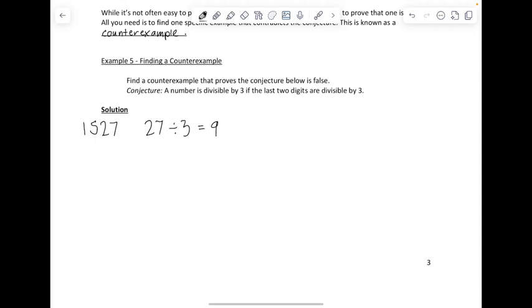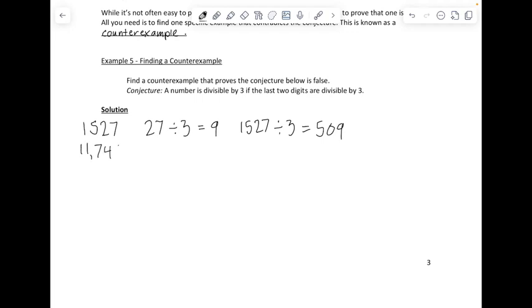So if the conjecture is true, then the original number should also be divisible by 3. So we've got 1,527. If I divide that by 3, I get 509. So here we have one specific case that does support the conjecture. Let's try another case.